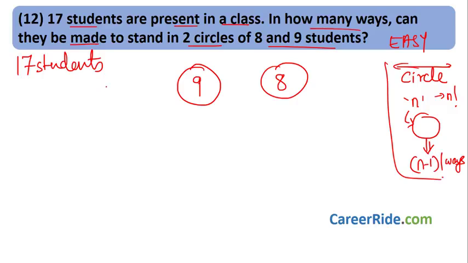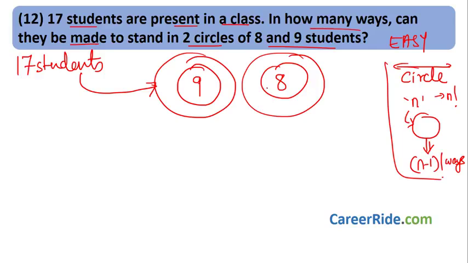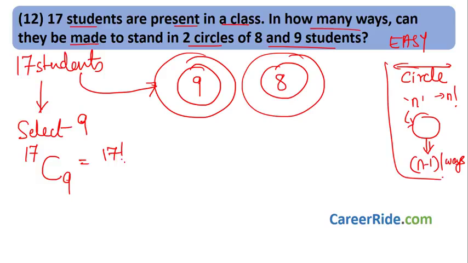That means that what we will do is first we will select 9 students out of 17 and arrange them, and the remaining students will arrange over here. As remaining are 8 students only, we can arrange it in this circle. So first what we need to do, select 9 students. Select means combination. We have to select 9 students out of how much? 17 students. What do we get? 17C9. Okay, let's not solve it right now. This is 17C9. That is, we have selected these 9 students.